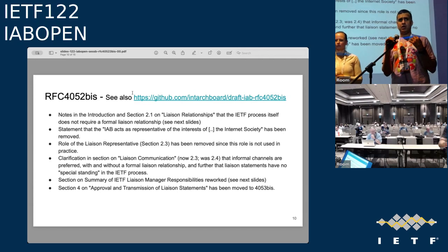And one more thing that's added is that liaison statements don't have any special standing in the IETF process. So if something comes in through a liaison statement or through an email that somebody sent on a list, it's treated similarly, which may or may not be the case in other organizations, where liaison statements may have a better reception than somebody randomly sending something. We also simplified some of the things that are duplicated between 4052 and 4053. As Miria said, there are some sections we completely removed because they were duplicates of stuff that should be in 4053 and was also in 4053. So we removed all those things and cleaned them up. Next slide.